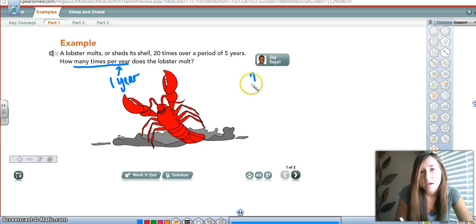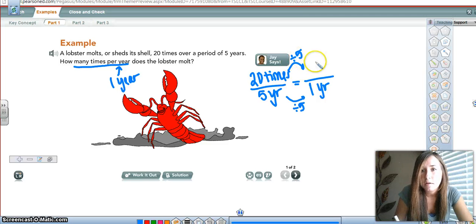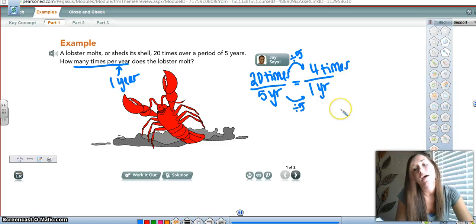So we know that the rate is 20 times for 5 years. To get the unit rate, we just make the denominator 1, and to do that we would need to divide by 5. So we need to divide our numerator by 5 as well, and we would see that a lobster molts its shell 4 times per year, or 4 times every year.